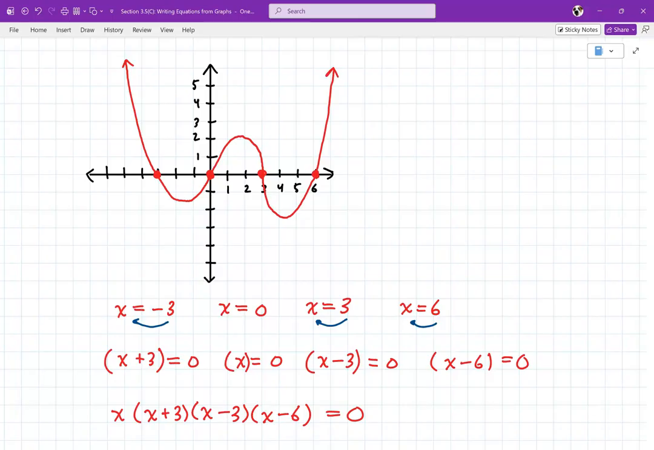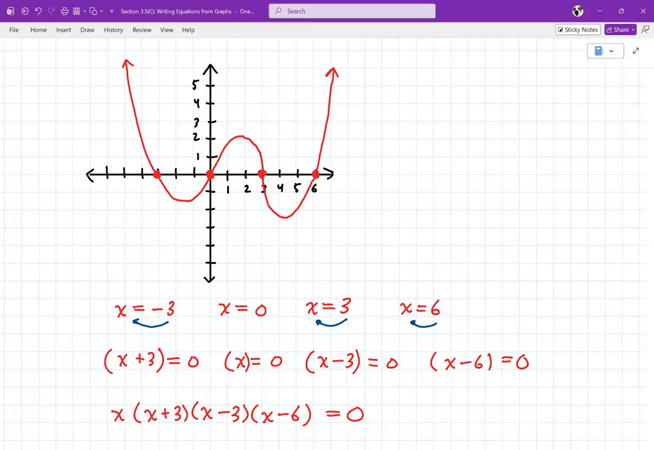So x equals negative 3 became x plus 3 equals 0. The x equals 0, leave it alone. The x equals 3, we move it over, it becomes x minus 3 equals 0. And the x equals 6, we move the 6 over, we get x minus 6 equals 0. Get all of these factors, everything in parentheses, put them all together on the same side. So now it says x times x plus 3 times x minus 3 times x minus 6 equals 0. Multiply all of that out and you're done.